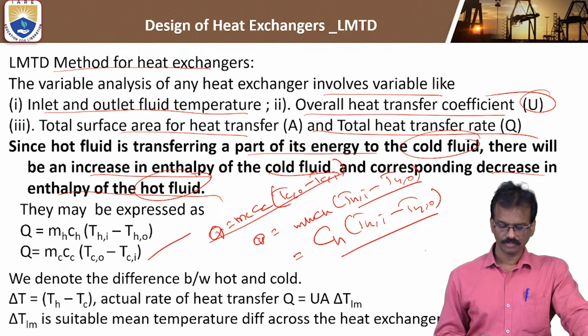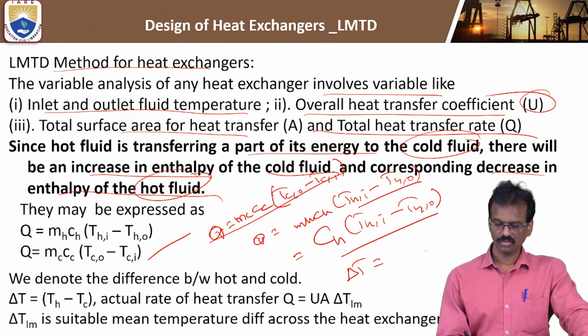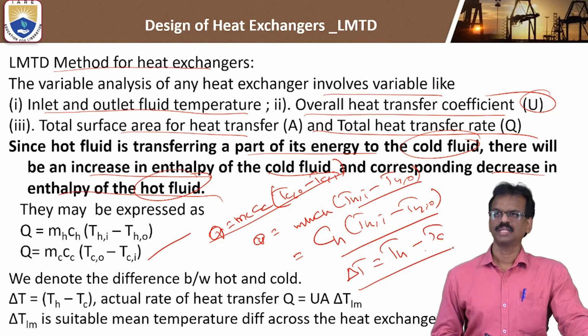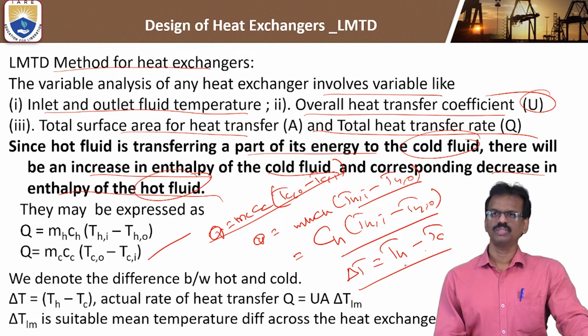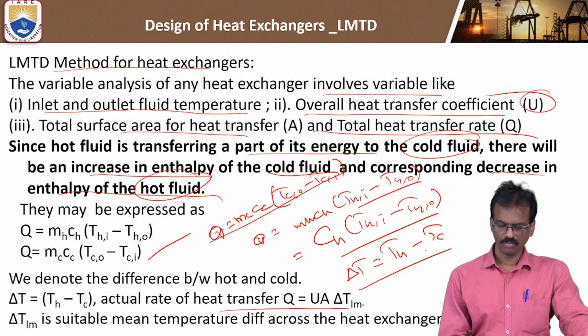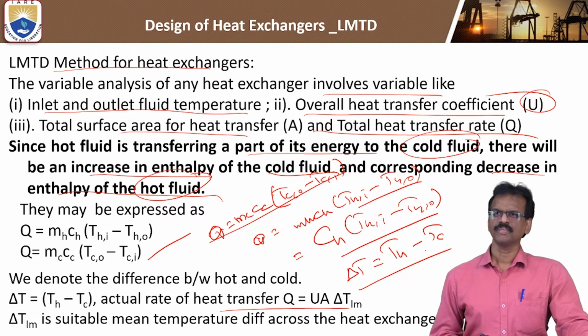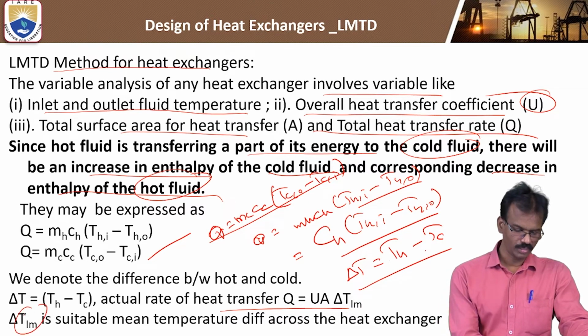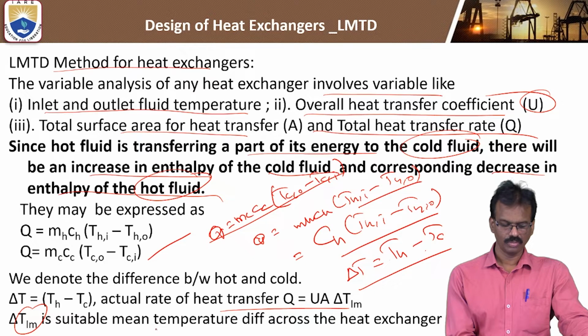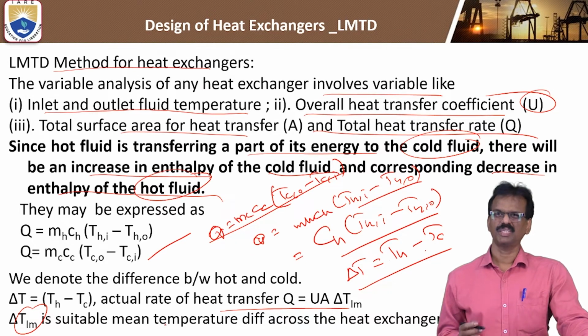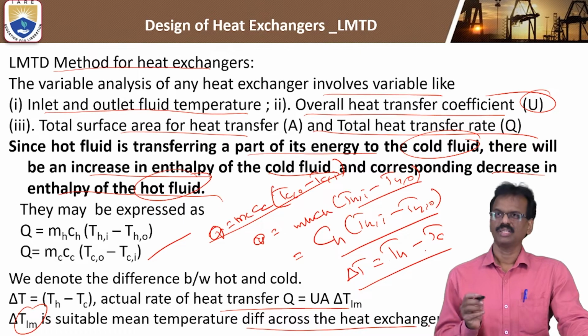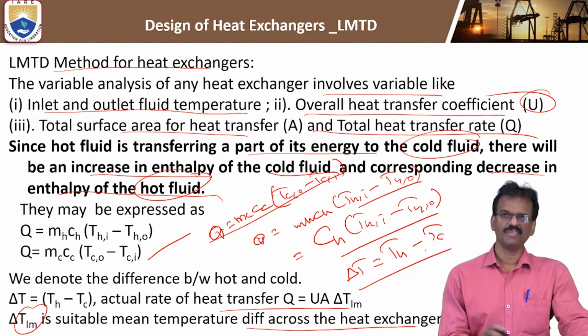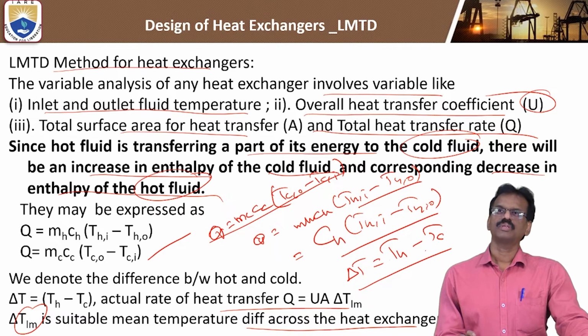Next, we denote the difference between the hot and cold fluid temperatures as delta T. So delta T is nothing but the hot fluid temperature minus the cold fluid temperature. Then you know the formula: the actual rate of heat transfer is equal to U A into delta T_LM. Delta T_LM is the logarithmic mean temperature difference across the heat exchanger. This value varies for parallel flow and counter flow.